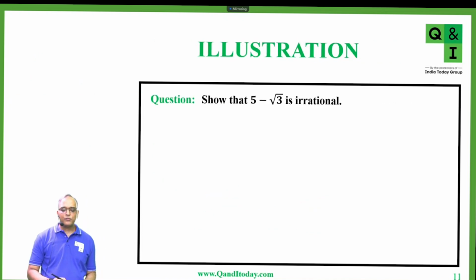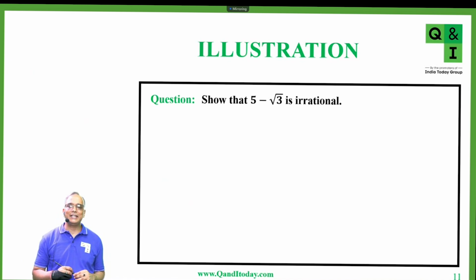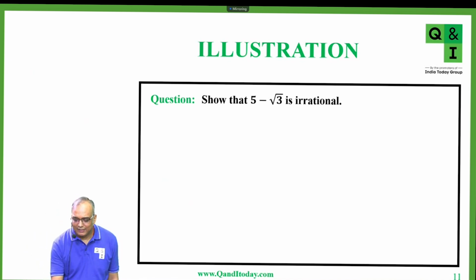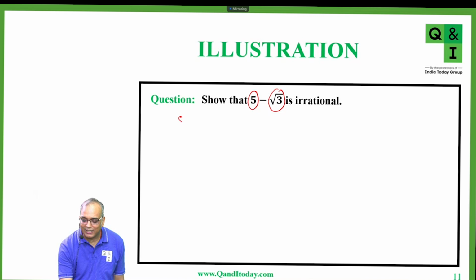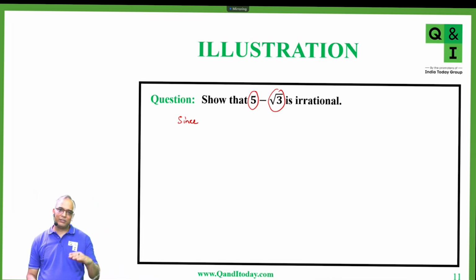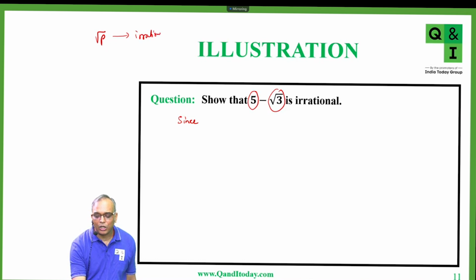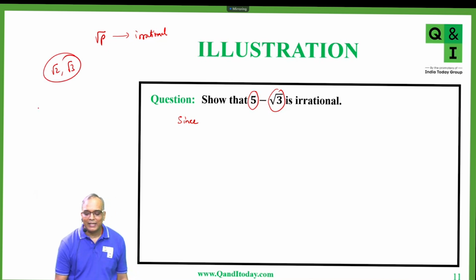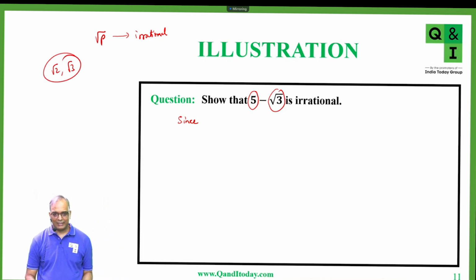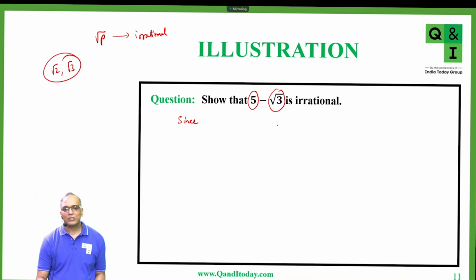Now we have to show that 5 minus root 3 is irrational. As I said in the previous slide, this is a rational number and this is an irrational number. Here we don't have to prove that root 3 is irrational because we have already proved that, and we have seen that the square root of any prime number is always irrational. We have done it for two examples, root 2 and root 3, and we'll do it for root 5 in a while.